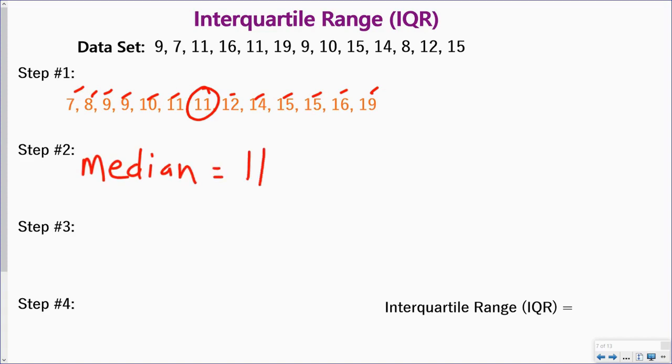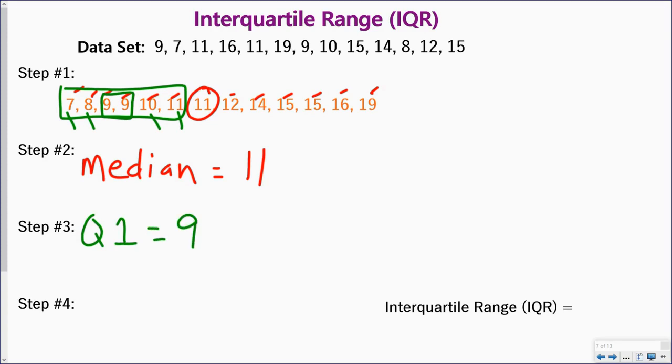equals 11. Now to find quartile 1 and quartile 3, remember that quartile 1 is the median of my lower half of data. So again, I'm going to cross off until I find the middle. It looks like I'm stuck with these two numbers of 9, but what is between 9 and 9? Well, that's 9. So quartile 1 is equal to 9.